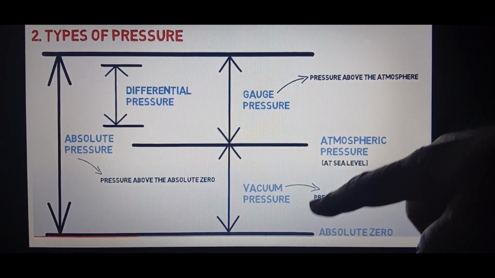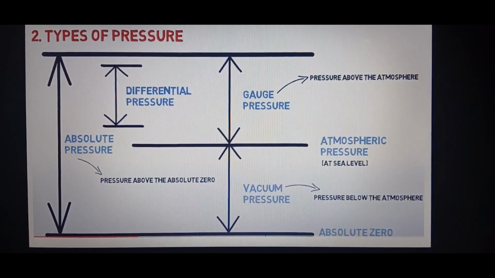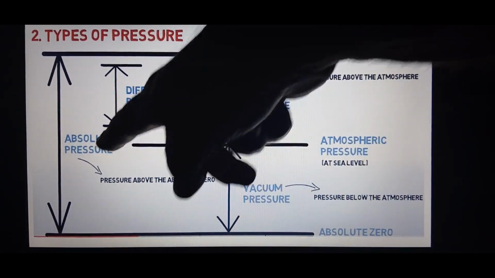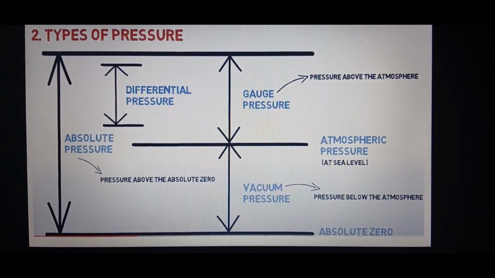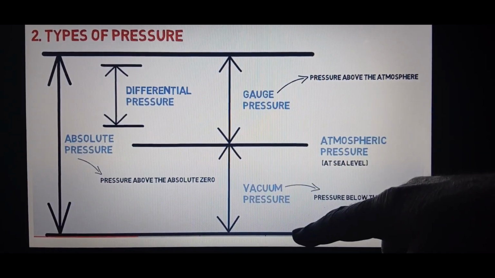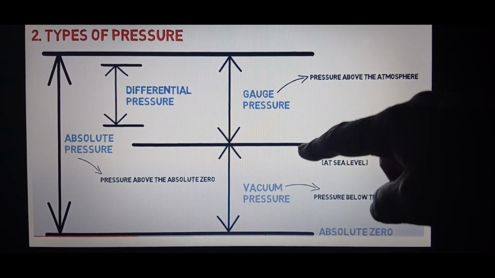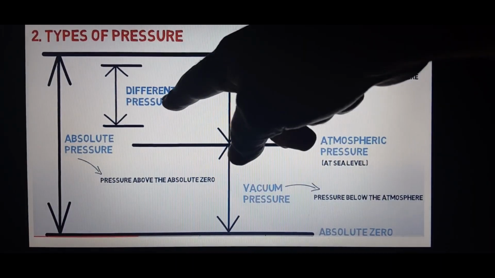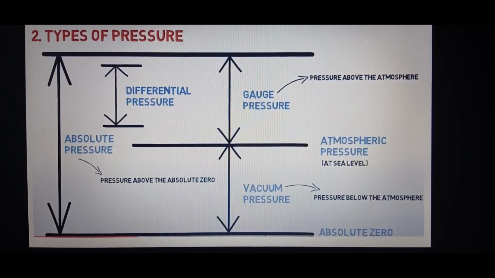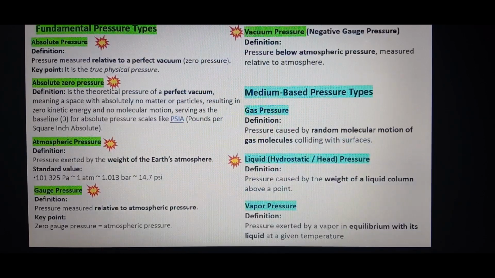Now, any pressure from here all the way past atmospheric pressure and above is called absolute pressure. So absolute pressure is the pressure above absolute zero. Vacuum is all the pressure below atmosphere. Gauge pressure is the pressure above atmosphere. And differential pressure is the difference between two pressures. We will look at this in another diagram at a later stage.